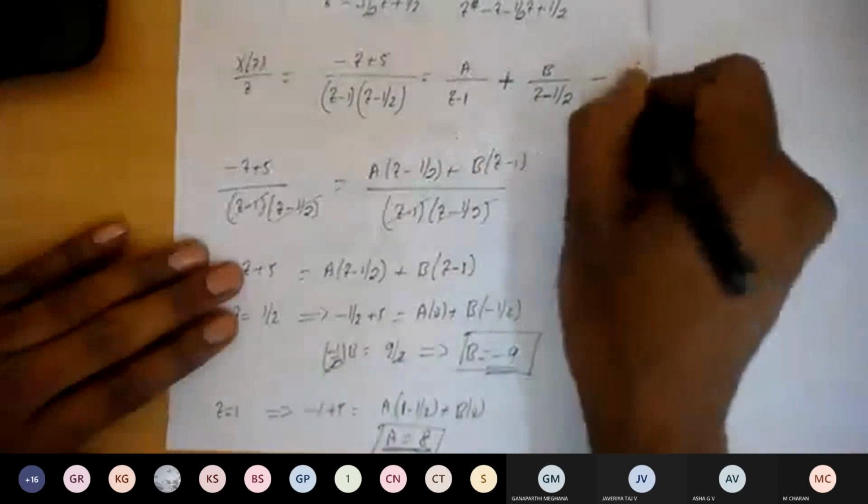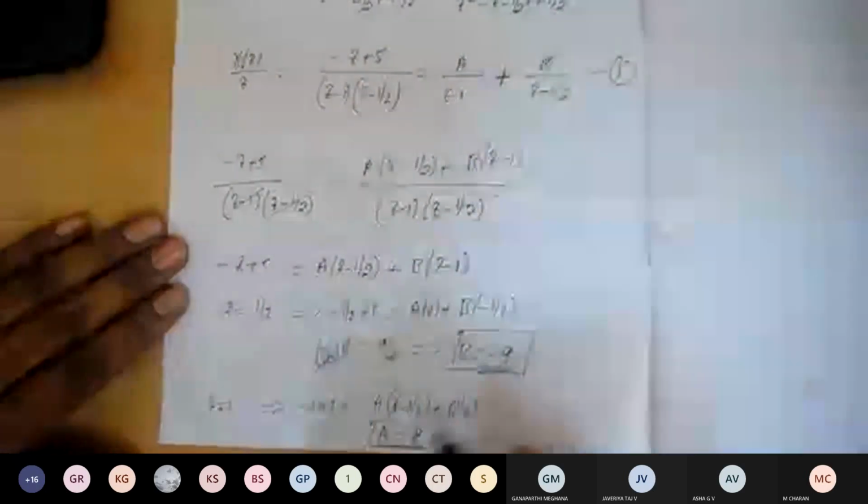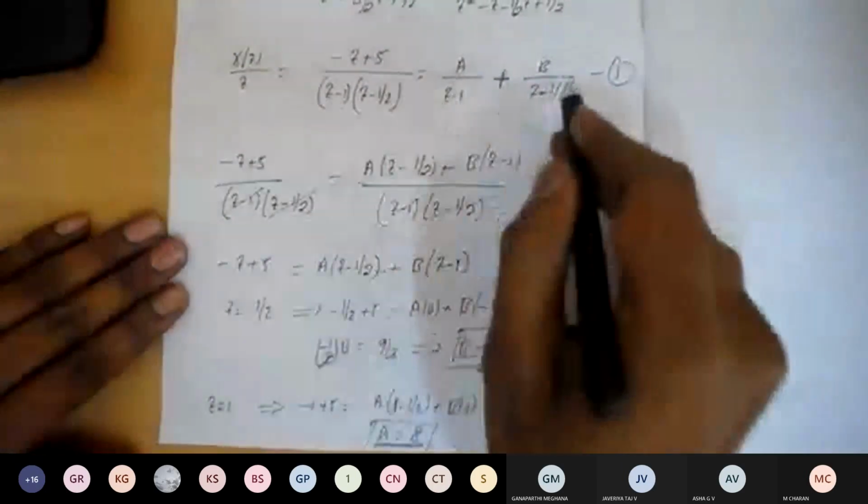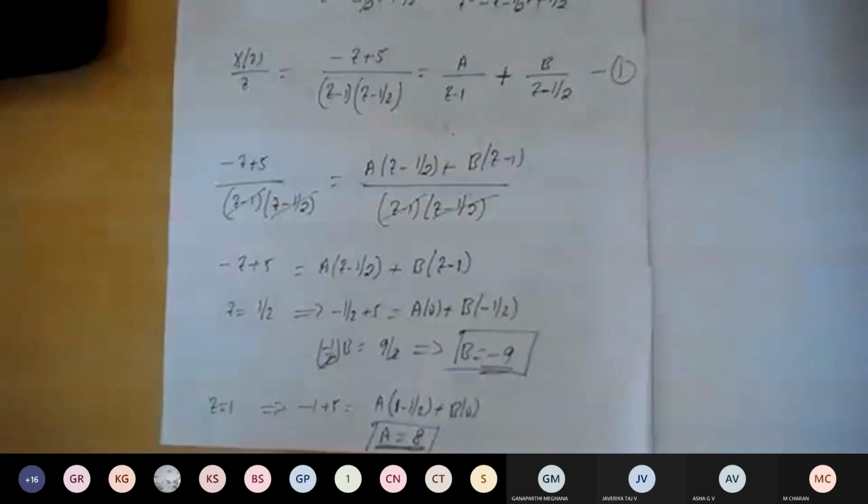Now we'll call this equation number 1 here. We'll substitute this value of a and b in these corresponding equations.